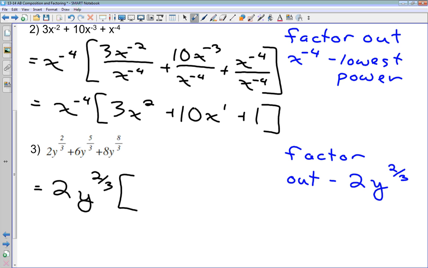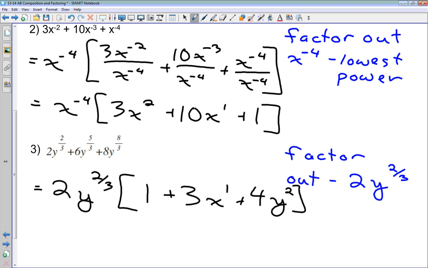Okay. So if we factor out 2y to the 2/3, we're going to have a 1 here plus, let's see, 6 divided by 2 gives us a 3. And again, we're subtracting these exponents. So 5/3 minus 2/3 gives us 3/3, which is just x to the 1. And finally, 8, we factor out the 2, we've got a 4. 8/3 minus 2/3 gives us 6/3. 6/3 is going to be 2, so y squared.